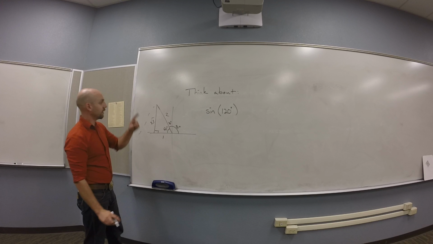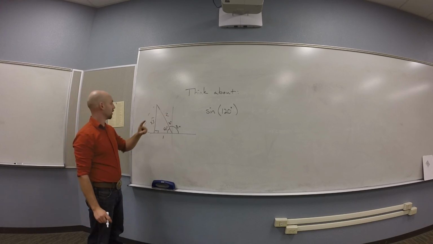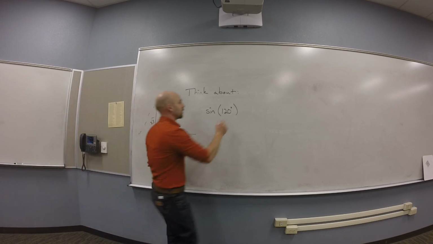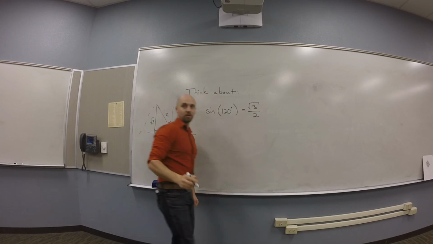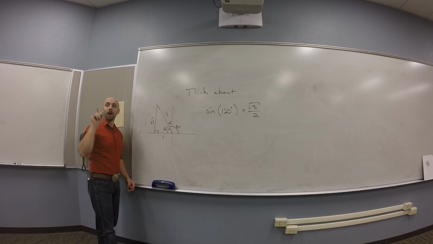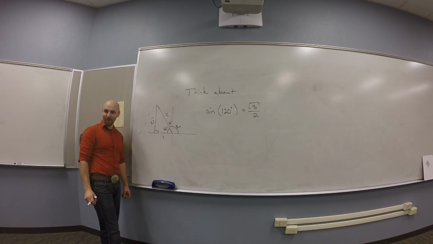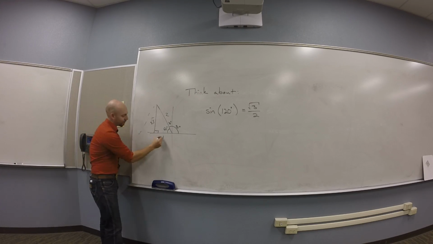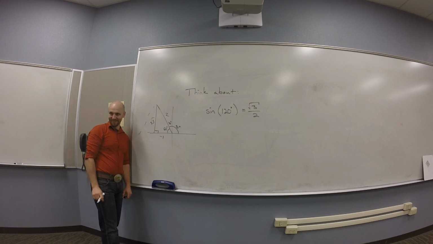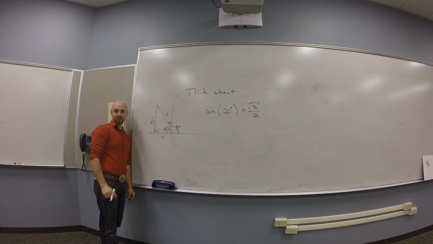The sine is the opposite over the hypotenuse, so this should be square root of 3 over 2. Negative square root of 3 over 2? No, because in the second quadrant, sine is positive. Sine is up, and we're going up. If it was cosine, it'd be negative.